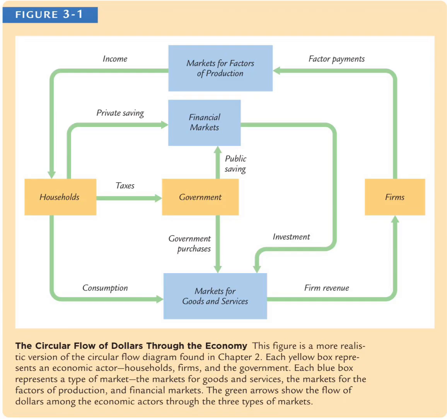Each yellow box represents an economic actor: households, firms, and governments. Each blue box represents a type of market: the markets for goods and services, the market for factors of production, and financial markets. The green arrows show the flow of dollars among the economic actors through the three types of market.